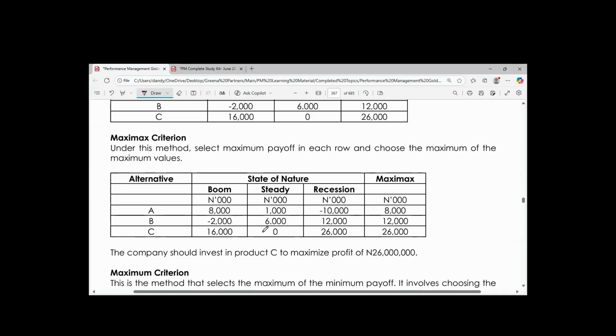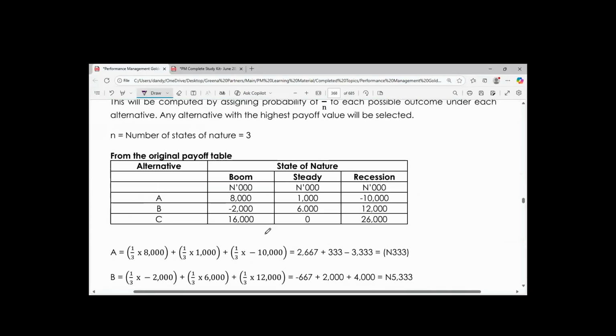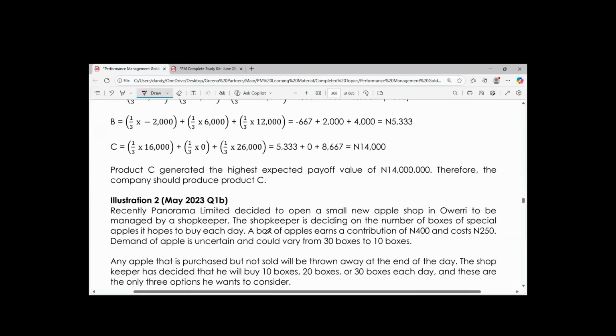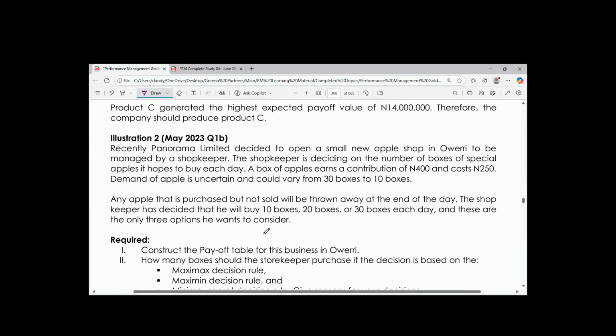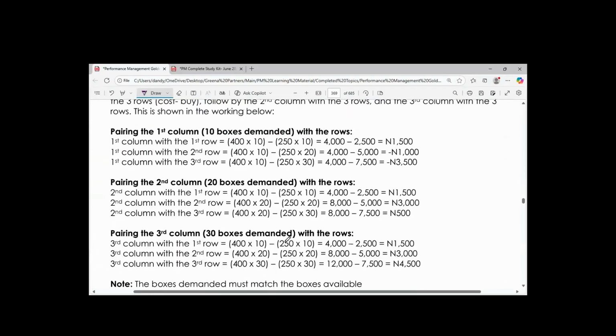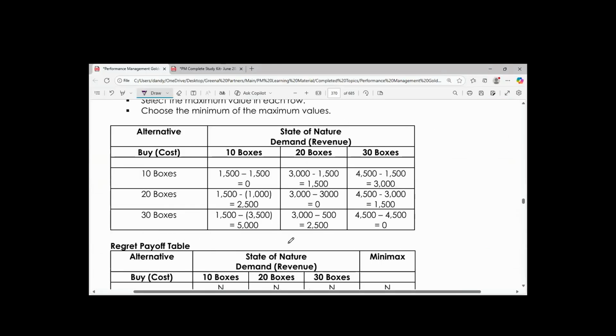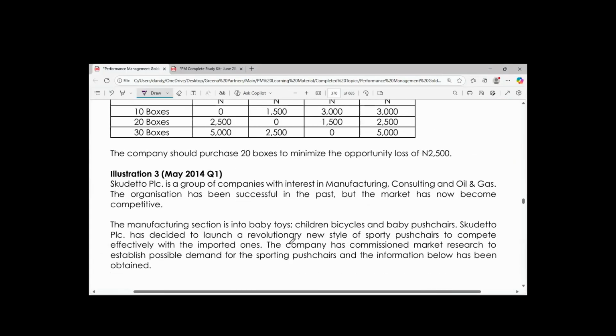So we have solved this Zebra Tour. So we have solved Panorama. Panorama was May 2023, question number 1B. There are other examples on this decision analysis in the material. So in 2024, ICAN also tested May Diet 2024, question number 1. All right, it was tested.